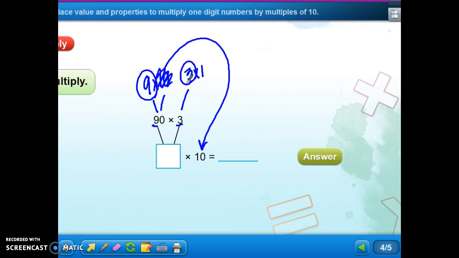So 9 times 3 is 27, times 10 is 270. How many zeros do I have? I have 1 zero. Okay? So I'm going to put a 0 right here. So I have 270. This 1 means I have 1 zero, not the number 1. I have 1 zero.